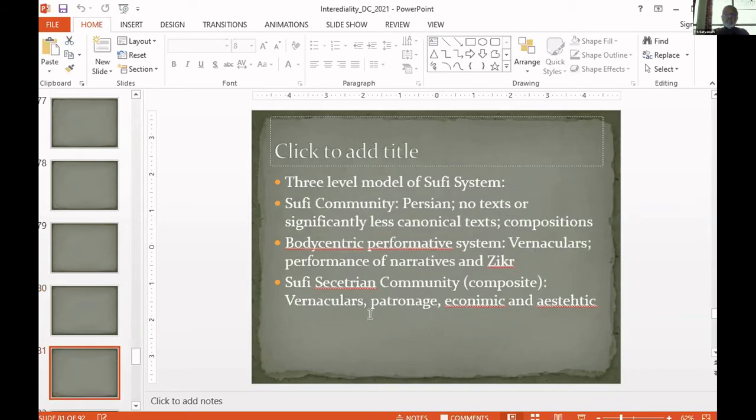And we find a similar three-level model in the Sufi system. A Sufi community writes in Persian, with significantly fewer canonical texts, occasionally composition. A body-centric performative system in vernacular, performing a narrative, zikr, qawwali, and other things. And it is here that the music system that provides the backbone to qawwali and the music system that provides the backbone to kirtan, jagaran are exactly one and the same. Then you have the Sufi sectarian community, which is a composite community, provides vernacular patronage, economic and aesthetic.